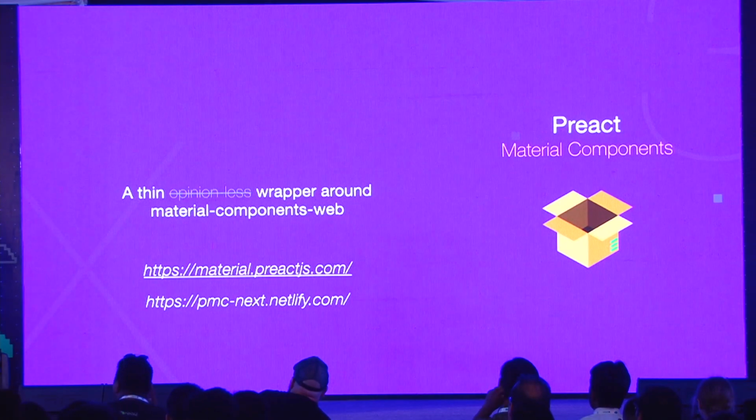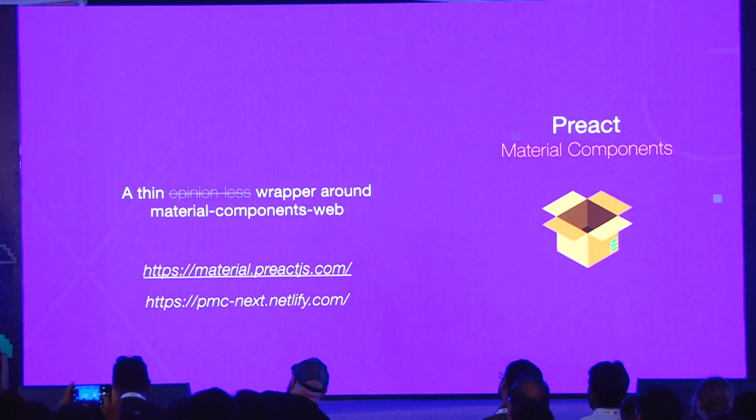Last one is Preact Material Components. Preact Material Components is a thin, opinionless wrapper around Material Components web. Whatever Google built, we built a small wrapper around it, and then we shipped it. Material.preactjs.com is where it lives. But the next version, you can take a look at pmc-next.netlify.com. It's in alpha right now, and we are still working on it.